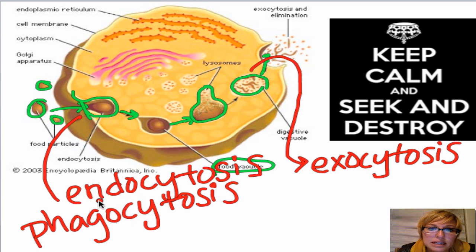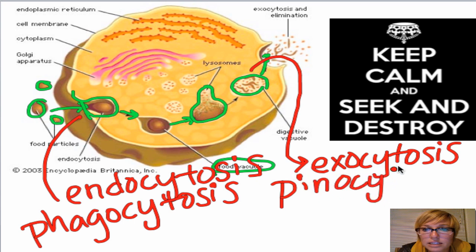So N means, I just think of in, and X, I think of exit. So endocytosis is molecules folding in, exocytosis is molecules folding out. When we're folding out small molecules, we call it pinocytosis. Pinocytosis. So when we're folding in or out small molecules, it's pinocytosis. Large molecules is phagocytosis. So there we go. That's how we move molecules in and out and how they get digested.